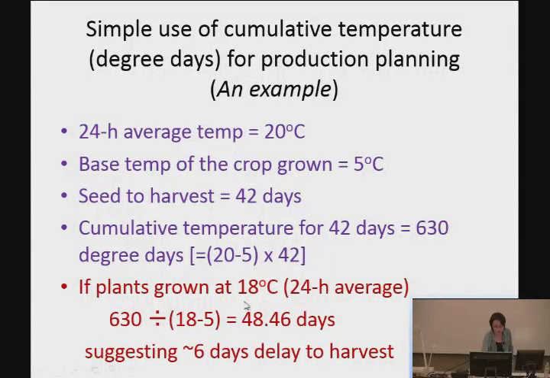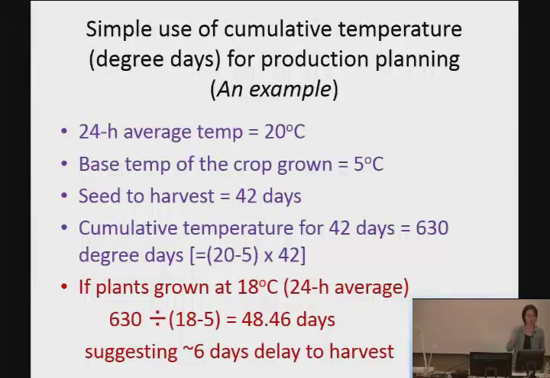But actually, if you do this computation, it's a linear range, so that's why you can do this computation. 630 degree days from seed to harvest divided by 18 minus 5. So that's the 18-degree average minus base temperature. That can tell you how many days it actually takes in this temperature condition. And that is 48.46 days. So the original was 42 days, and now 48.46 days.